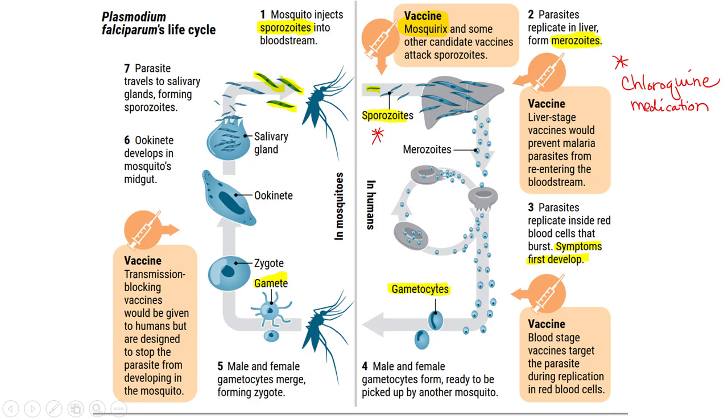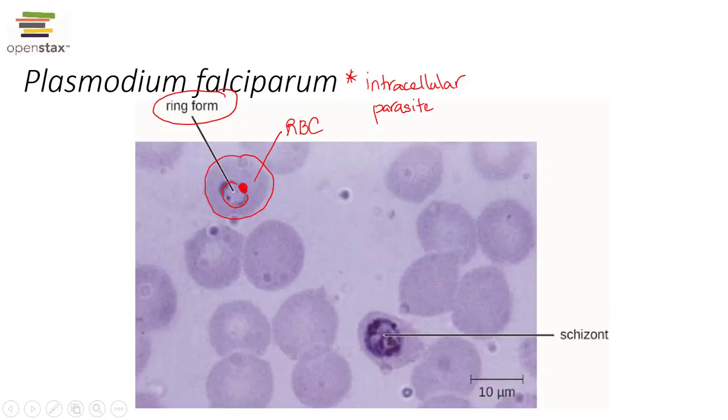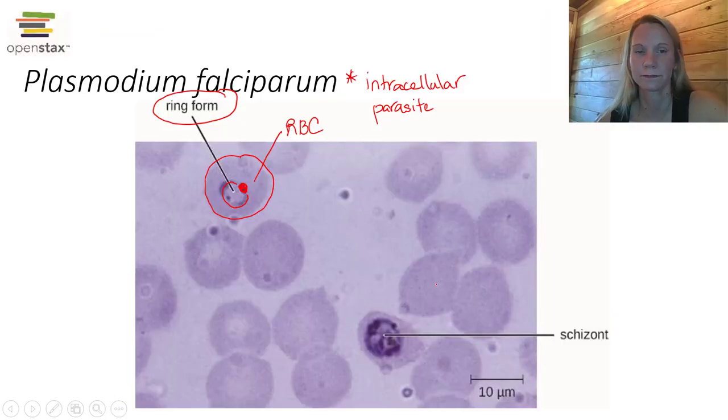So the sporozoite stage is a very brief stage in the life cycle. In fact, the sporozoite stage only lasts about 30 minutes. So it's only extracellular for about 30 minutes. The rest of the time, it's intracellular. So that's why we call it intracellular.